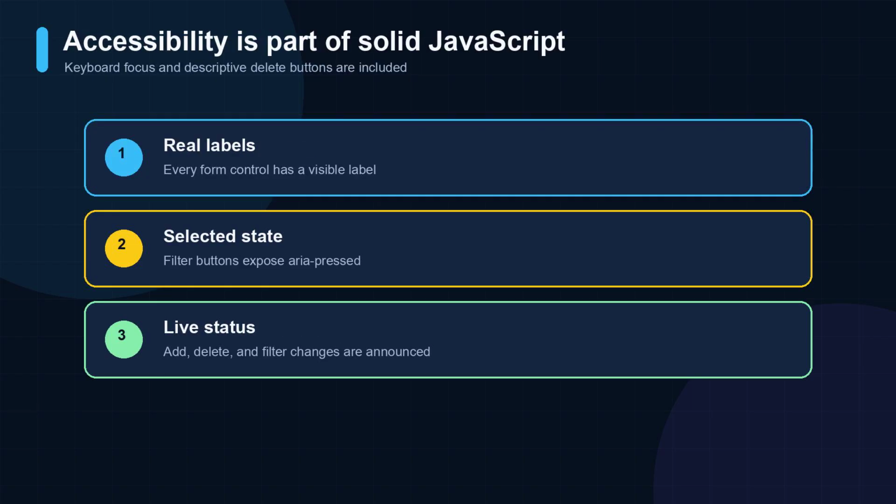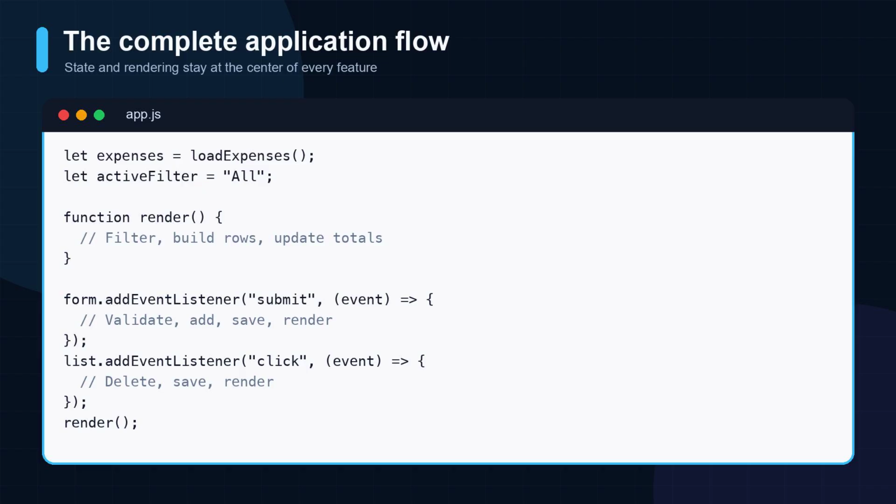Accessibility is part of solid JavaScript. We use visible labels, keyboard focus styles, a live list, and descriptive delete buttons so the app communicates what changed. Step back and see the full flow. Load the initial array, render from state, and let submit, delete, and filter events update that state before rendering again.